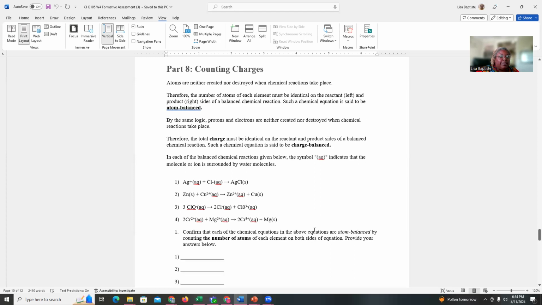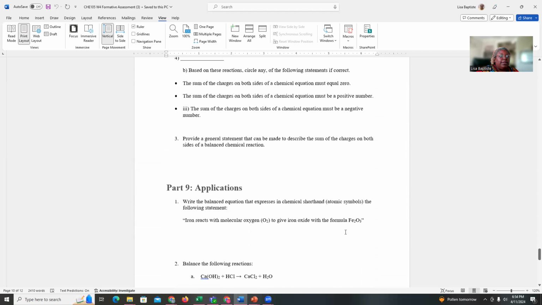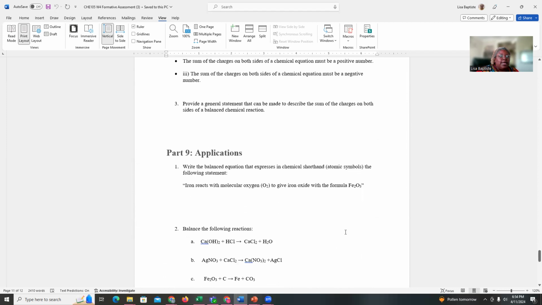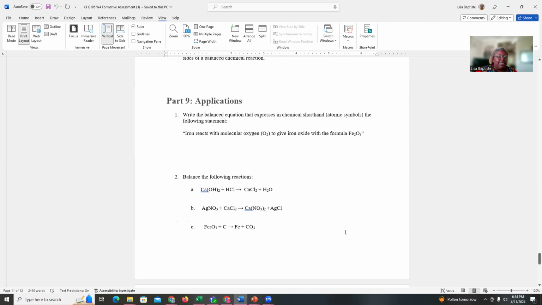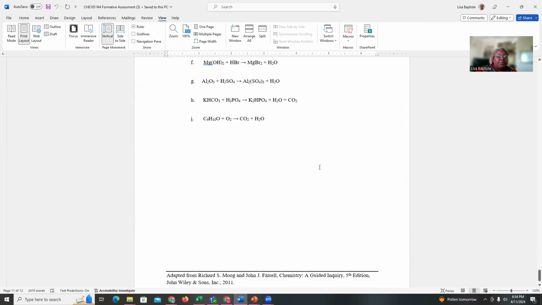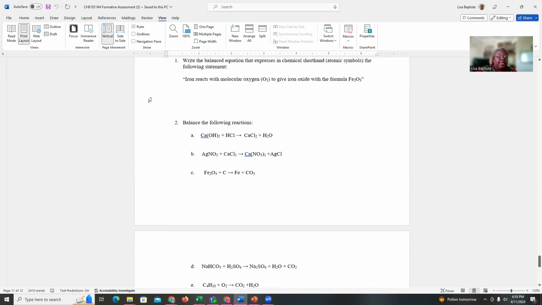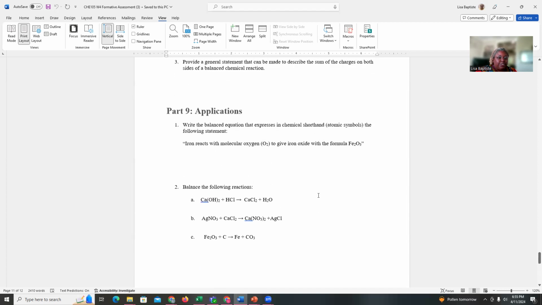One thing I want to give you a heads up on, if you have a coefficient, like you see here for number 3, and you have a charge, so 3 and negative 1, that means you're going to multiply the charge times that coefficient. Okay, so keep that in mind as you're going through and doing those calculations and answering the questions. I think this is the last part, which is part 9. It deals with applications. So it is basically giving you an opportunity to do some balancing of your equations and getting the final balance for your reaction.